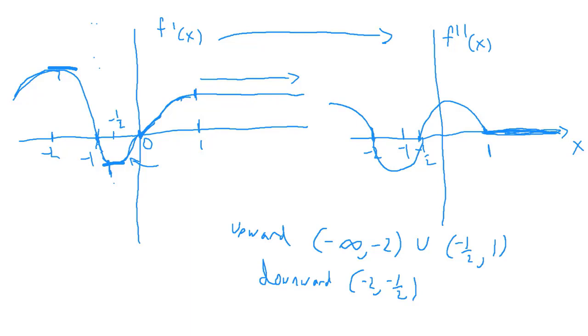The important part to remember is that the graphs have different effects on f, right? Because this is an f double prime graph, it's talking about concavity. Because this is an f prime graph, it's talking about the slope of f. But otherwise, when you compare them to each other, the methods of moving from one to the other are exactly the same.